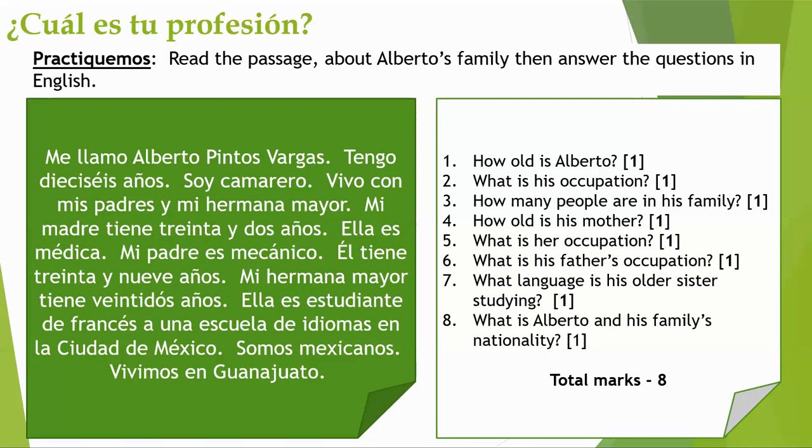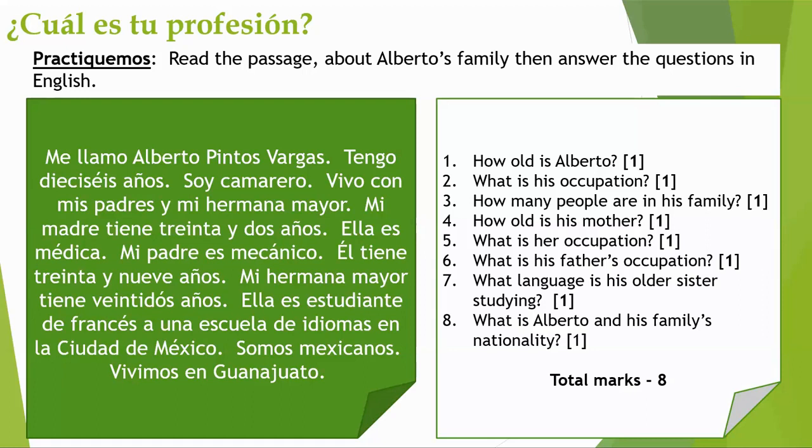How old is Alberto? He is 16. All right, if you have 16, you are correct. 16 is 16. So give yourself a point if you got 16. Do number 2, please, Uzziah. What is his occupation? He is a waiter. If you put waiter, give yourself another point. All right. How many people are in his family? Take that question, please, Mr. Kawalram.